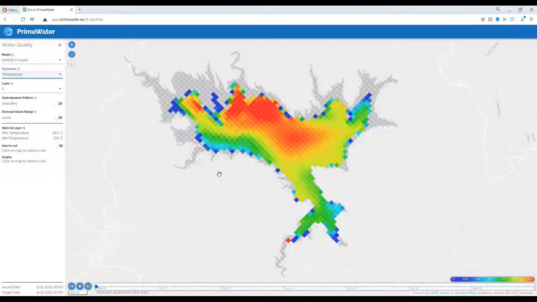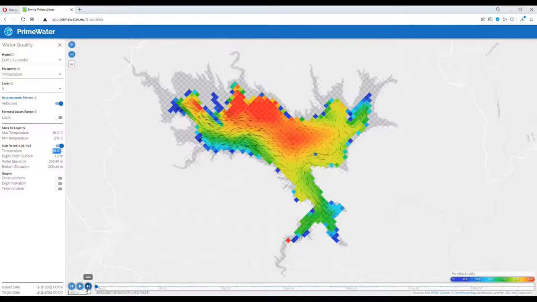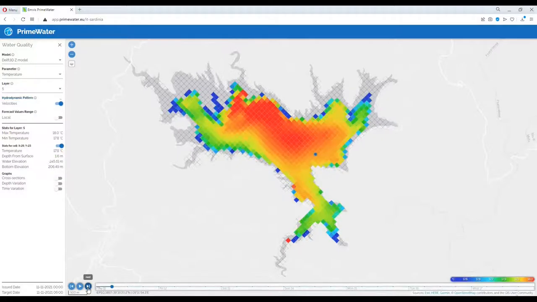The map currently displays water temperature for the top layer on a grid of 100 by 100 square meters and 20 vertical layers. By clicking on the map, we can read temperatures at each cell. We can also visualize the water velocities with these nice animated arrow traces. And of course, I can move this time slider up to 7 days ahead in the future in 6 hour intervals. Actually, there is a nice tool that visualizes the evolution of the parameter in the forecasting period.